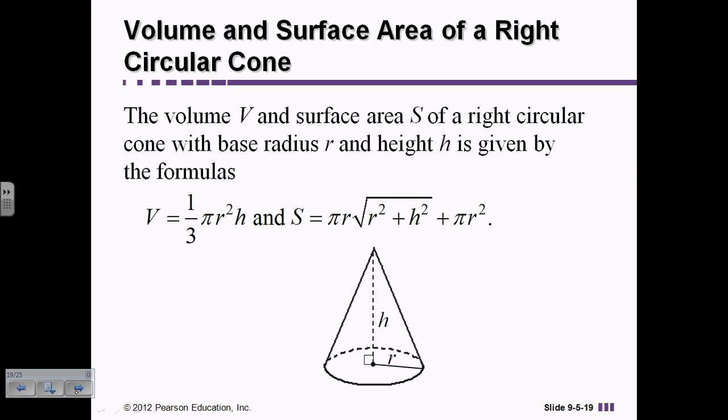All right, so now our formulas are getting a little bit more complicated. The volume formula is not too complicated. 1/3 pi r squared h. R again is your radius and h is your height. We're talking about a cone here.